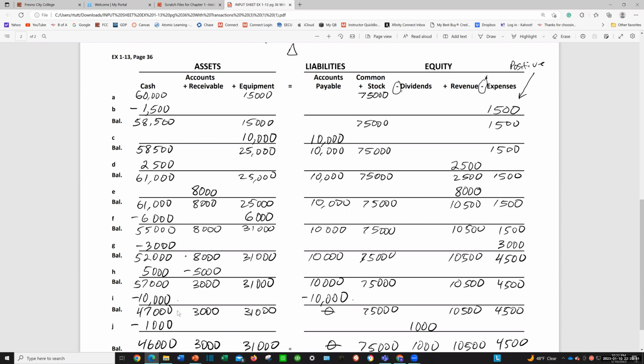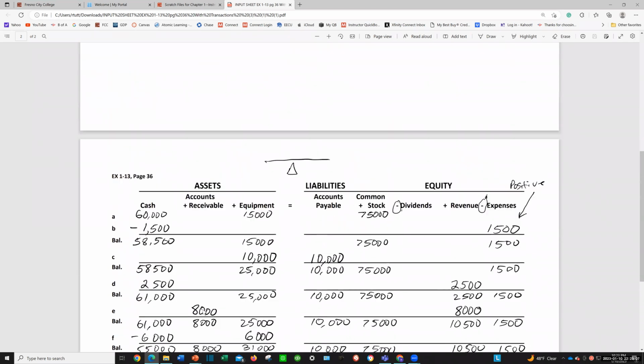Let's bring down the balance. 47,000, 3,000, 31,000, 0. We don't owe any accounts payable now. Under common stock, 75,000, revenue 10,500, and expense 4,500. Okay, now we'll do the last one, J.